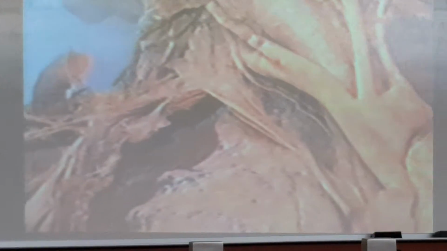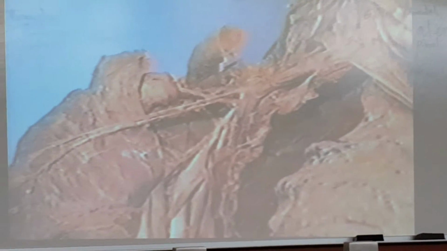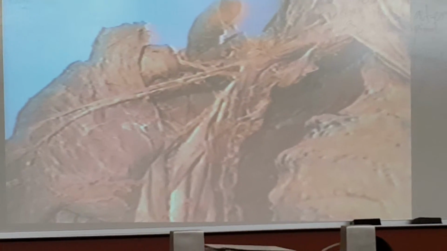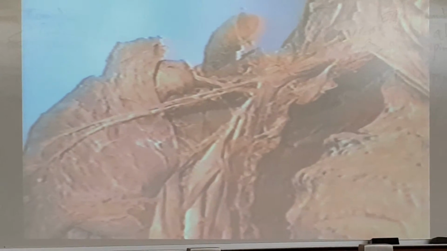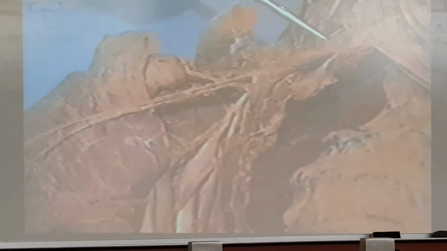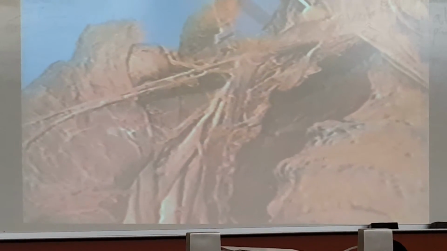On the right side of our specimen, the clavicle has been cut and the muscles of the neck and axilla have been reflected to permit viewing of the vessels and nerves in the region. Near the clavicle and the first rib, the subclavian artery becomes the axillary artery.